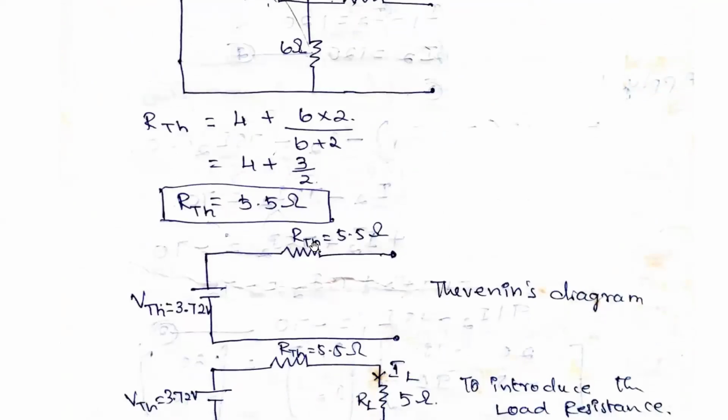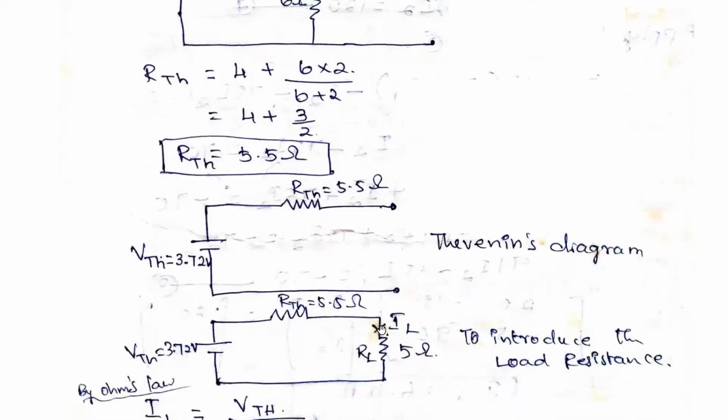Now, V Thevenin we already found out as 3.7. So this is the Thevenin's diagram. Now we are adding the load resistance RL, that is 5 ohms, to this V Thevenin and R Thevenin. All should be in series. That is the rule of the theorem.